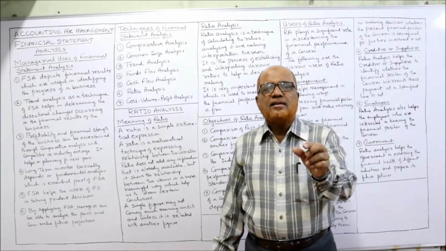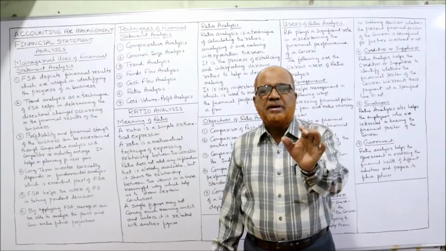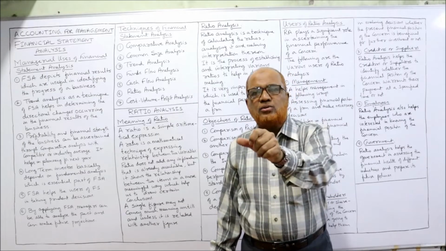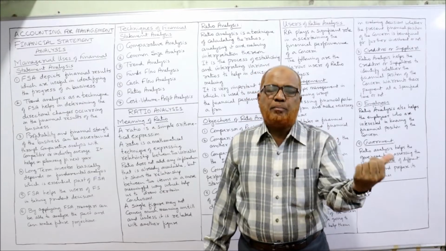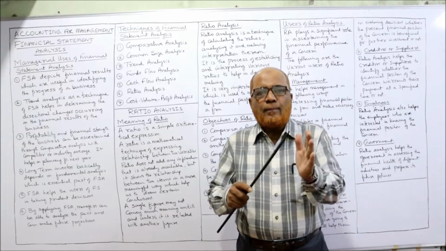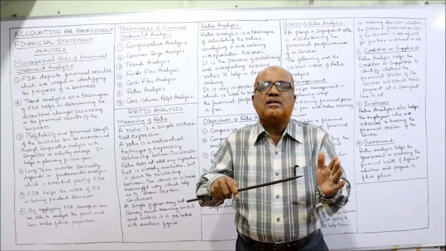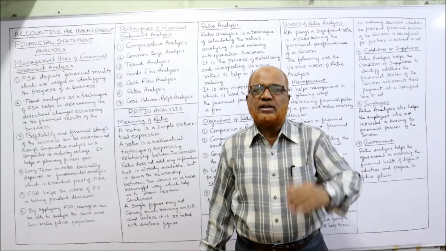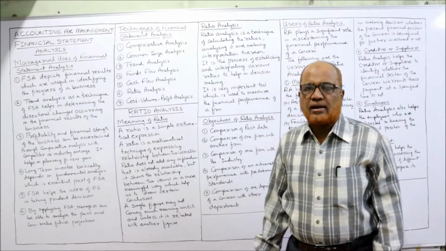So in trend analysis, we take the first year as the base year and calculate the percentages of all the other values as a percentage of the base year. So we are comparing all the figures with the base year to find out the directional change of our business, whether it is increasing or declining.